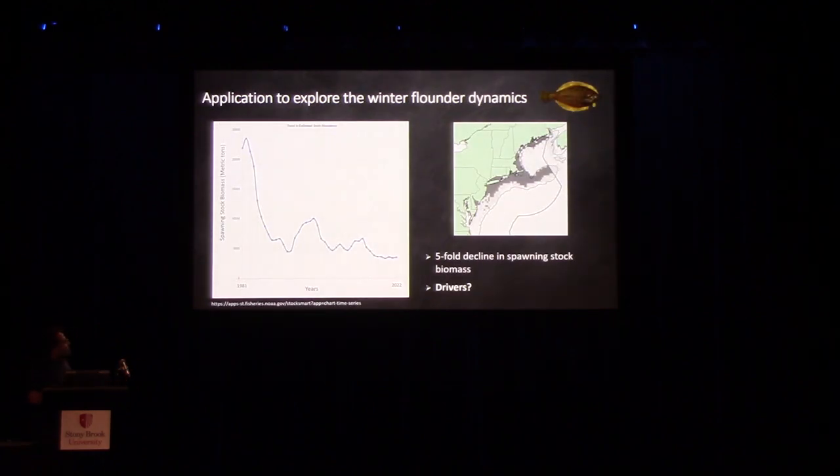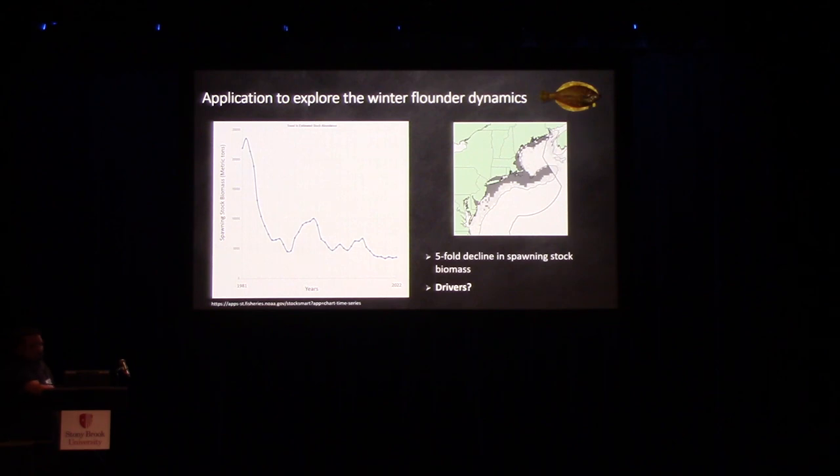So to have a more applied aspect in this presentation, my work here at Stony Brook focuses on winter flounder dynamics. This graph we already saw this morning, with the decline of winter flounder in the early 80s, with a very low spawning stock biomass recently. So it's a five-fold decline in spawning stock biomass. And the question is simple: what are the drivers?